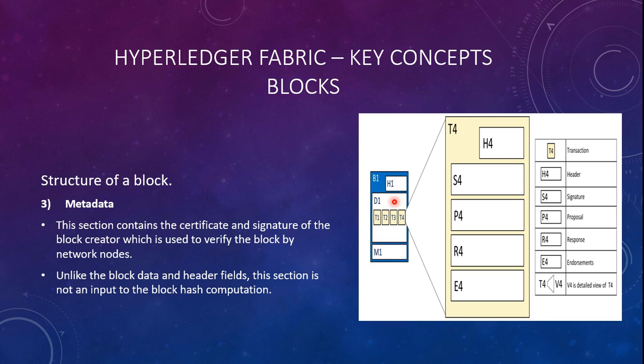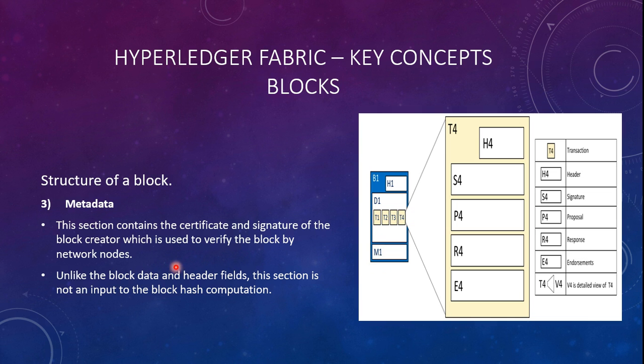Then next comes the metadata. Each block has a metadata section. This section contains the certificate and the signature of the block creator, which is used to verify the block by network nodes. So each block has a metadata which contains the certificate and signature of the creator.